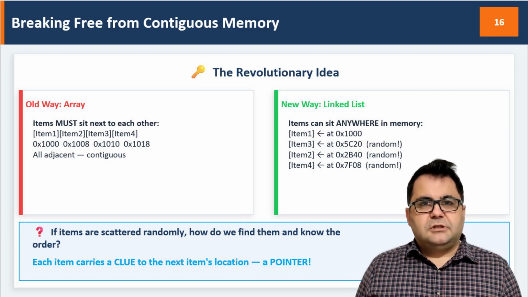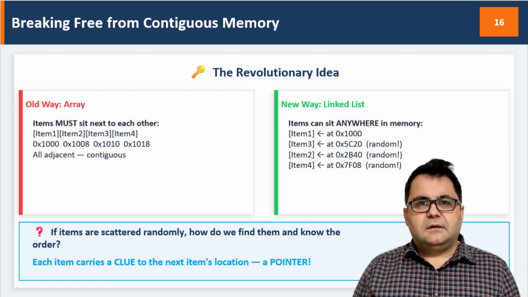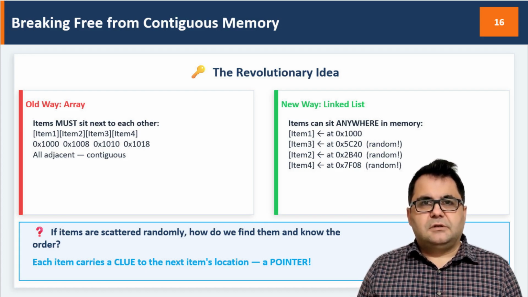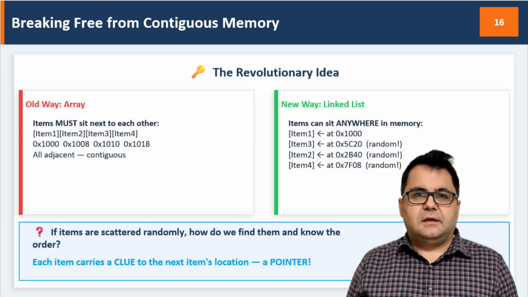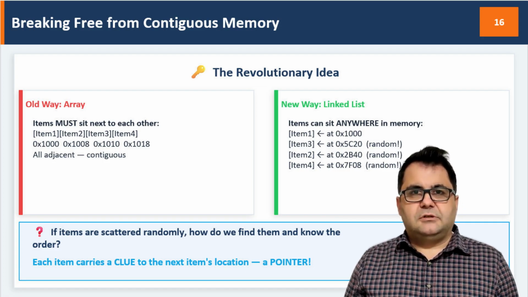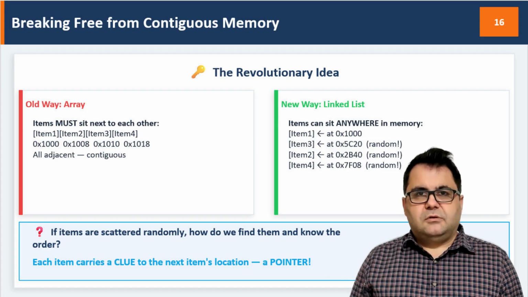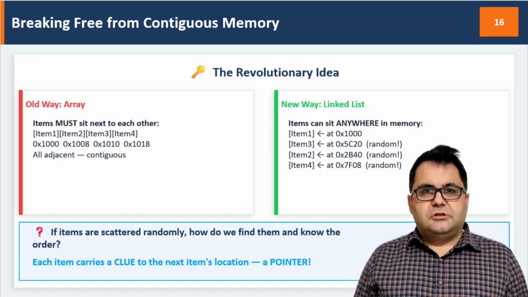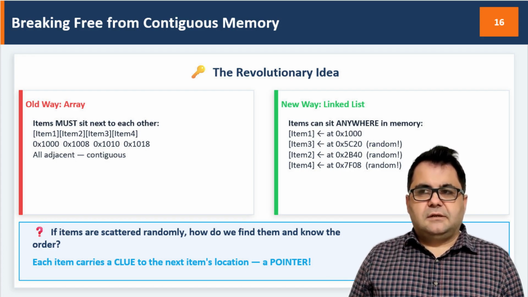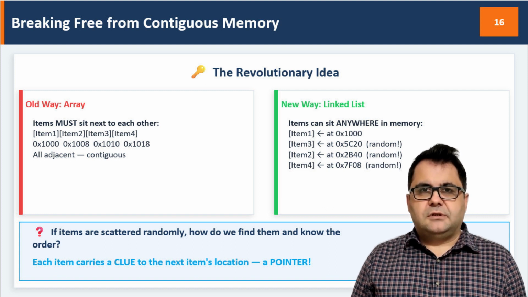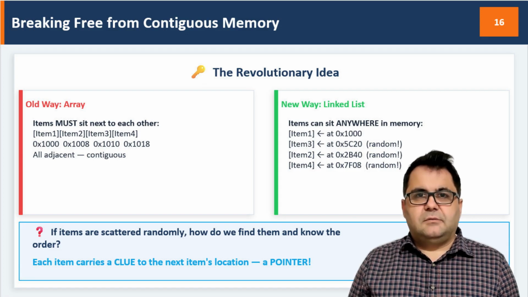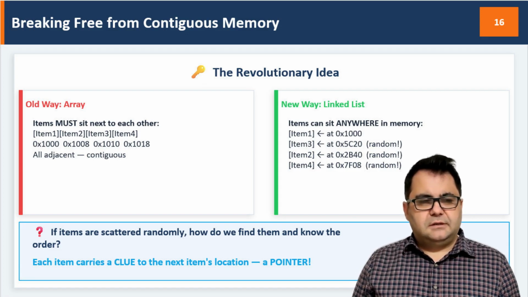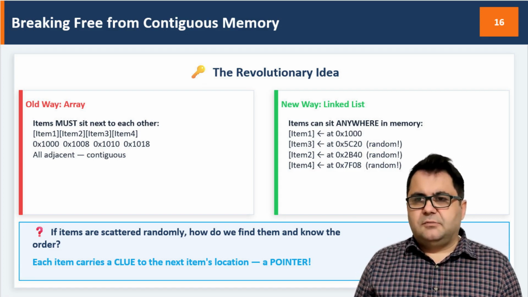New way with linked lists, items can sit anywhere. Item 1 at 0x1000, item 3 at some random address 0x5C20, item 2 at completely different address 0x2B40, item 4 somewhere else at 0x7F08. They're scattered across memory. But this raises an obvious question. If they're scattered randomly, how do we find them? How do we know the order? If I'm at item 1, how do I know where item 2 is?